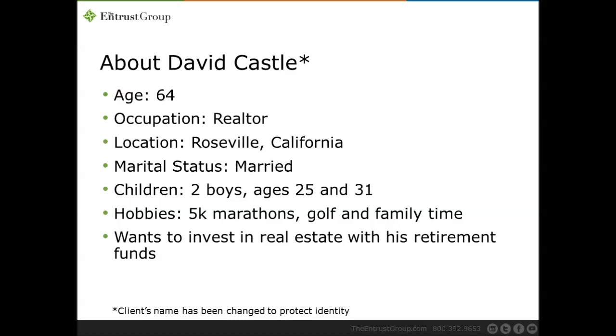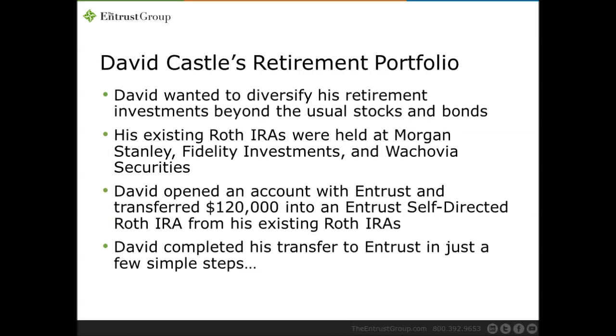He wants to invest in real estate with some of his retirement funds. So he took a portion of his retirement account, some of which was held at a traditional brokerage firm where he had it in mutual funds, and decided he was going to take a portion of it and invest in real estate. He transferred over to us, opened an IRA with us, and wanted to get outside of stocks and bonds. He had some Roth IRAs with other companies, so he opened an account with Entrust and transferred over $120,000 to a Roth IRA, which is a good-sized Roth, and did a transfer.